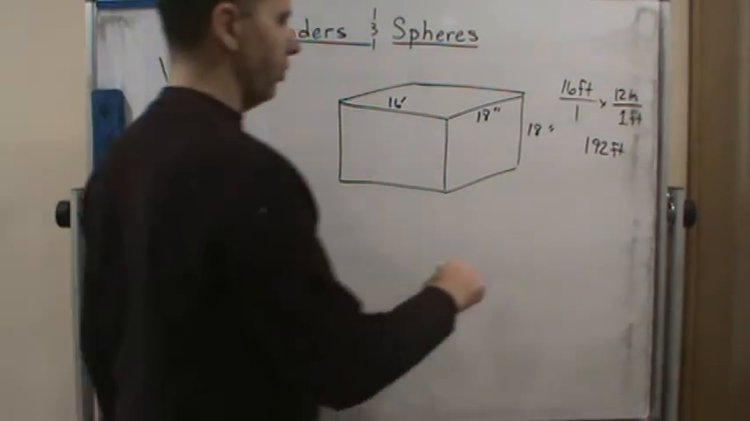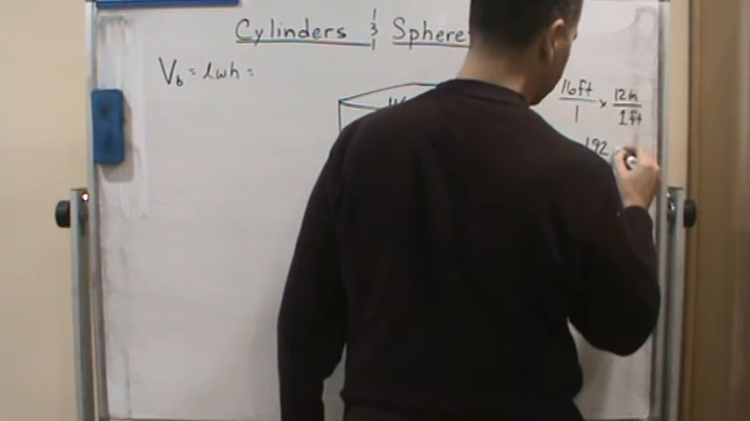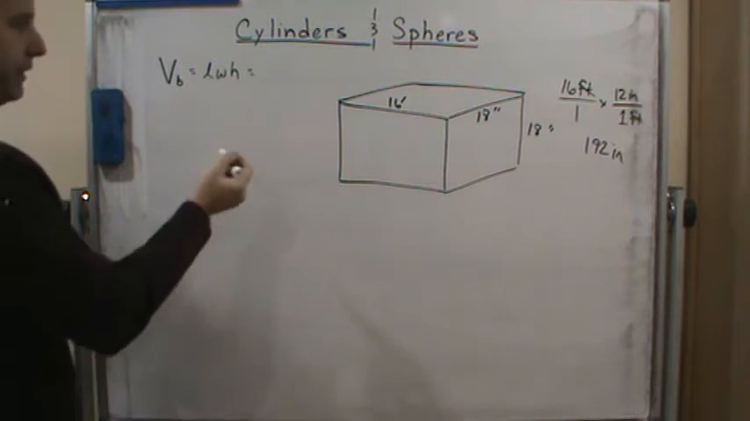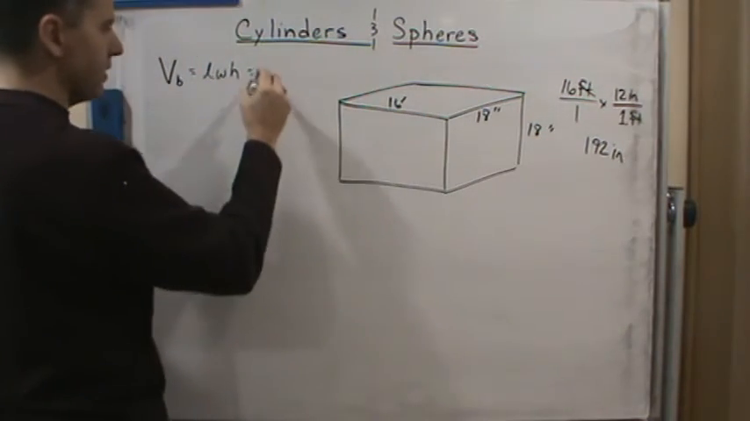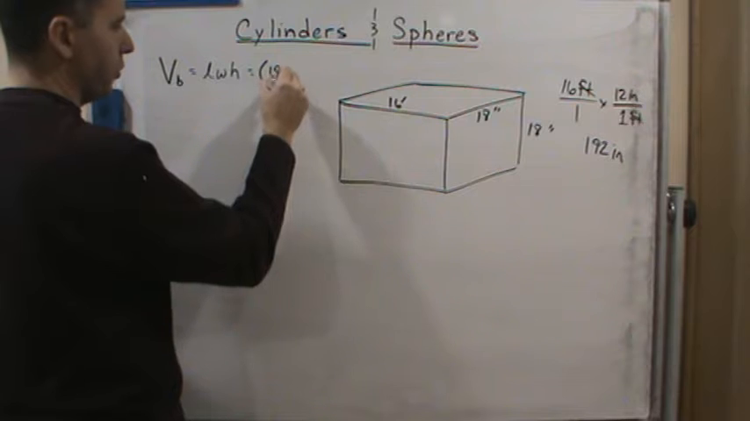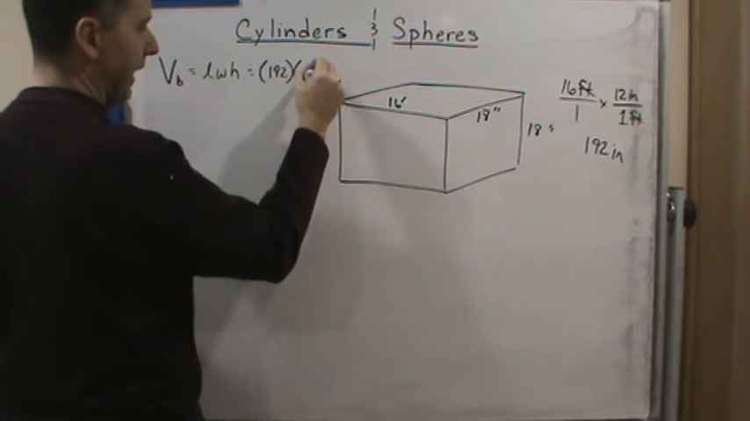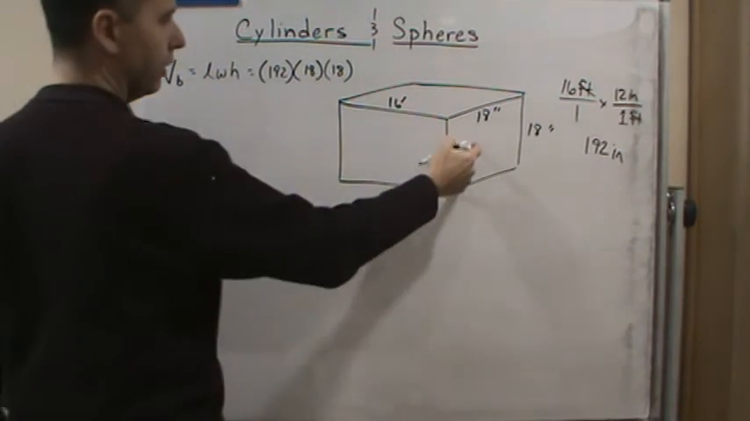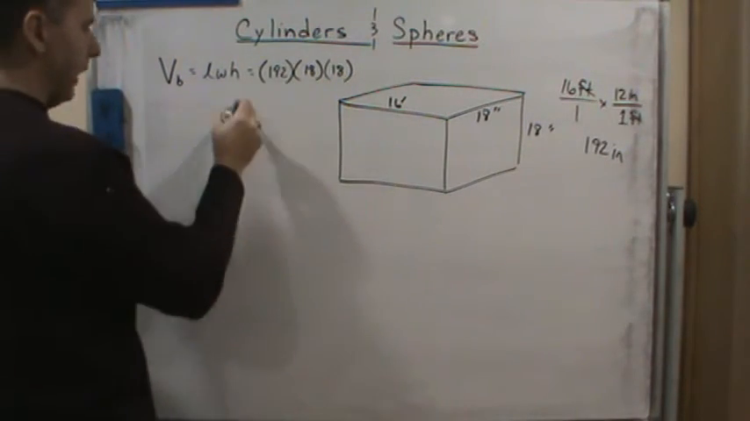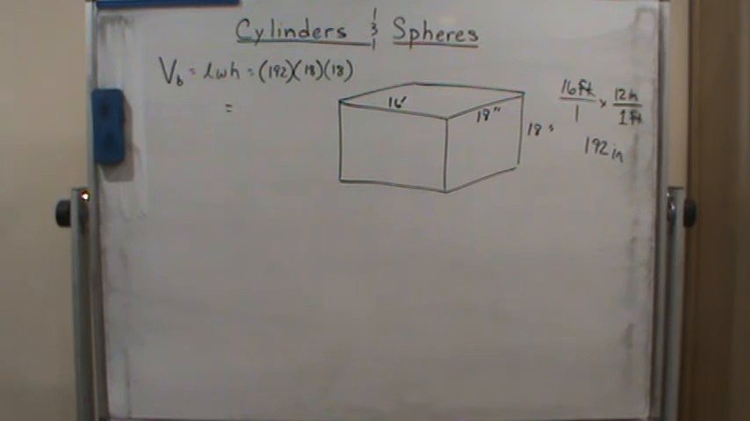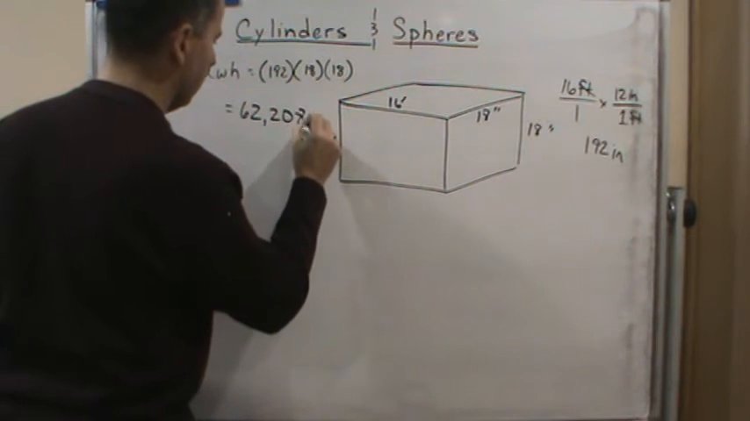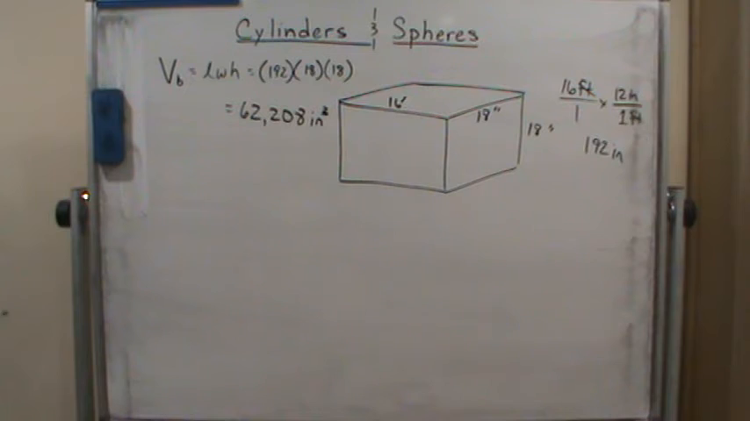Oh, no, not feet. Inches. So 192 inches. Now that we've got everything in the same units, inches, now we can multiply. So 192 times 18 times 18, a square end. That gives us a volume of 62,208 cubic inches.